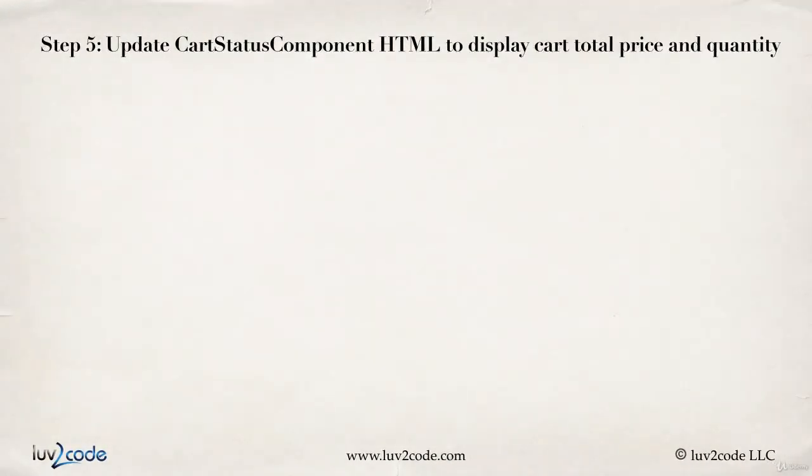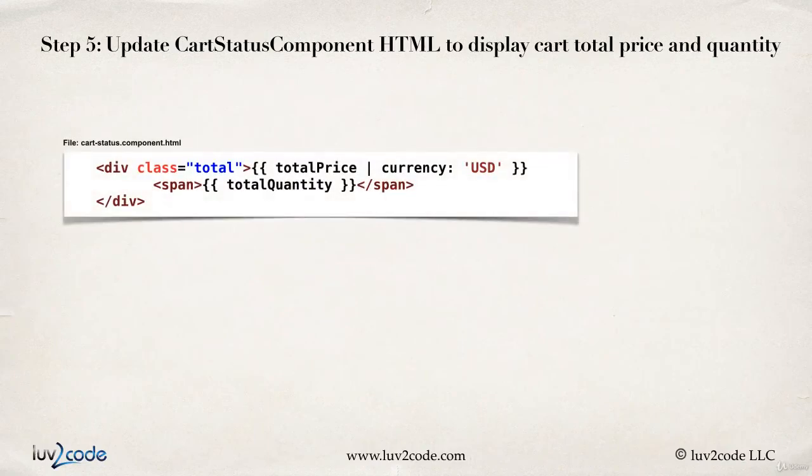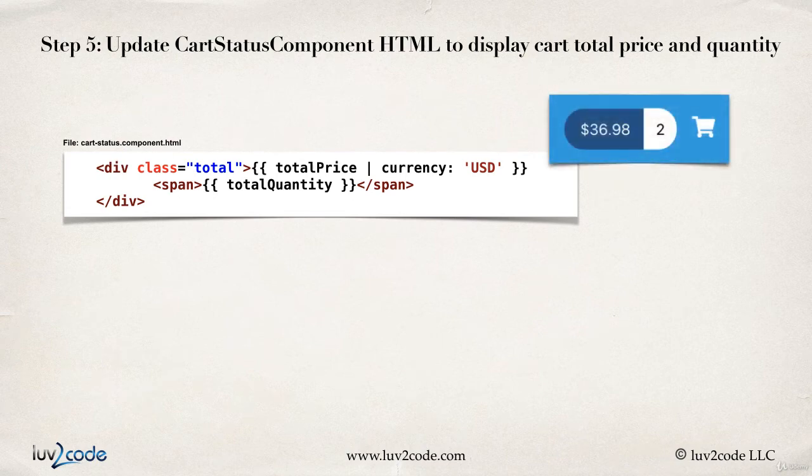All righty, so we're almost done here. Step 5, updating our cart status component HTML to display the cart total price and quantity. On our HTML page for the cart status, we simply make reference to total price, we pipe it through currency, and then for total quantity, we add it here. And this will show up in our actual cart status component dynamically. So no more hard-coded data. We're actually making use of data from the component.